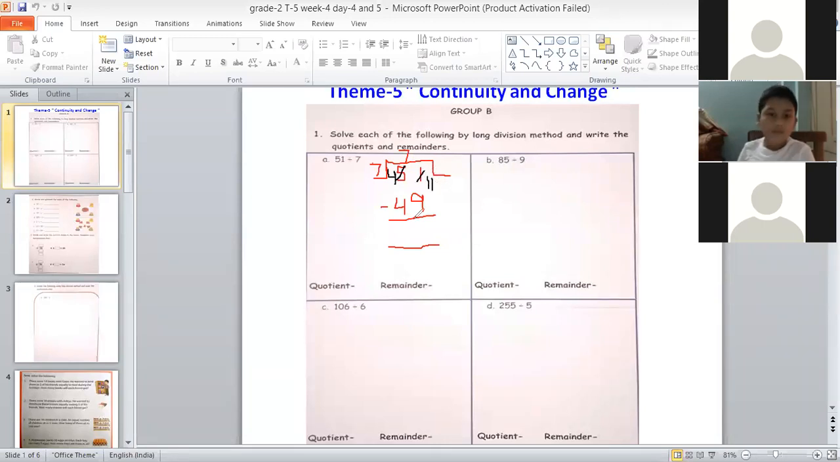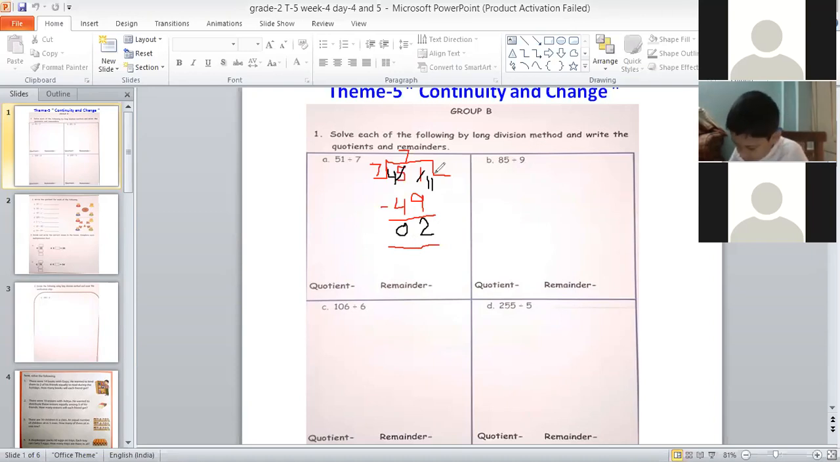Yes, that's correct. Now, Akshay, tell me 11 minus 9? 2, ma'am. Very good. So we will write here 2. And 4 minus 4? 0. Very good. Yes. Thank you, Akshay. Good. Very good. Thank you so much. Okay. Now, children, you can see that when we have subtracted 49 from 51, we got answer 2.